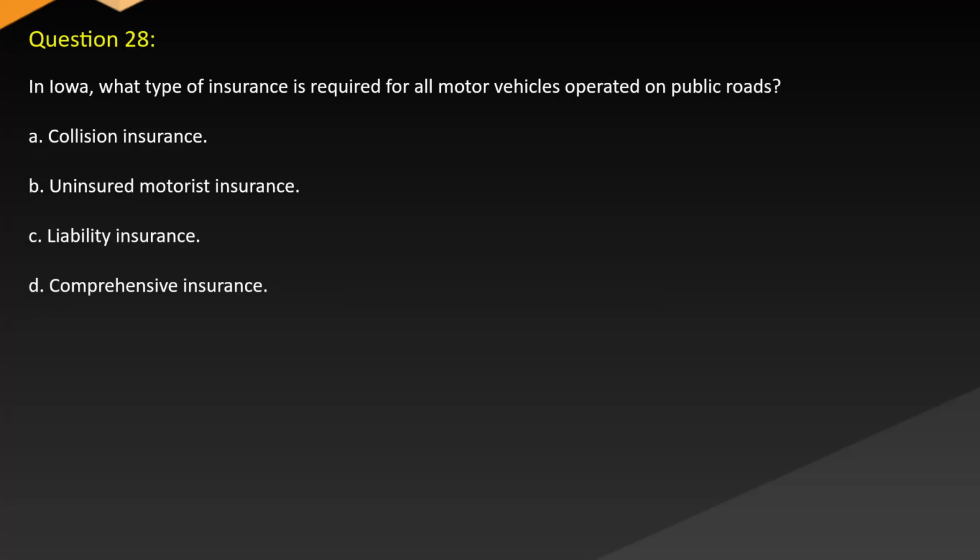Question 28. In Iowa, what type of insurance is required for all motor vehicles operated on public roads? A. Collision insurance. B. Uninsured motorist insurance. C. Liability insurance. D. Comprehensive insurance.